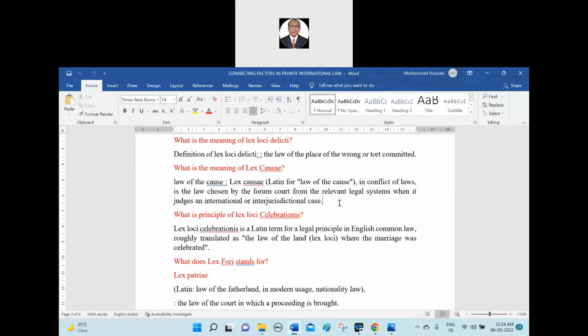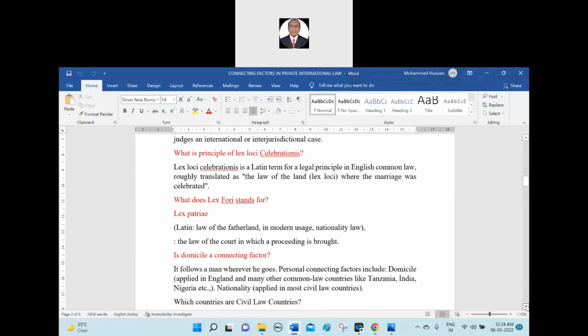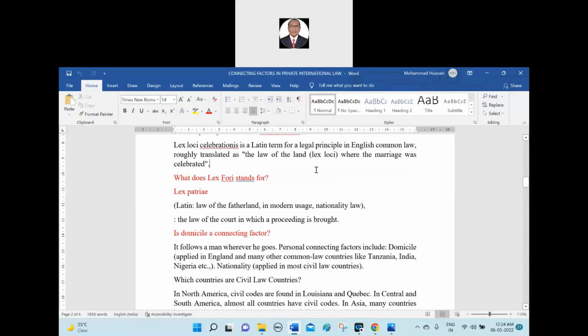So what is the principle of lex loci celebrationis? I told you that in matrimonial matters, it is where the marriage is celebrated. The Latin term for the legal principle in English common law roughly translated as, I quote, the law of the land, within parentheses, lex loci, where the marriage was celebrated. Is it clear? Yes, sir.